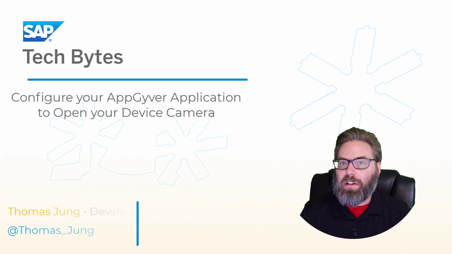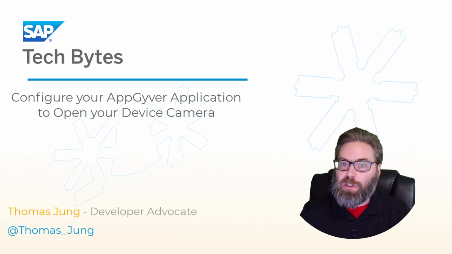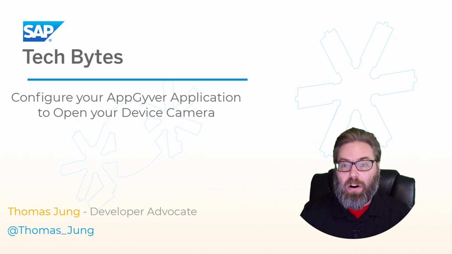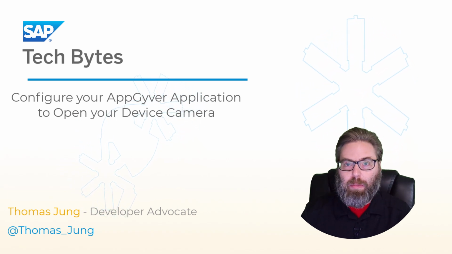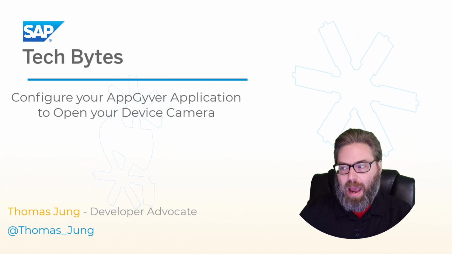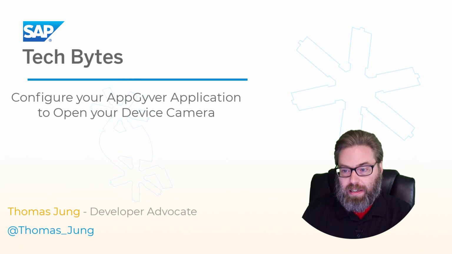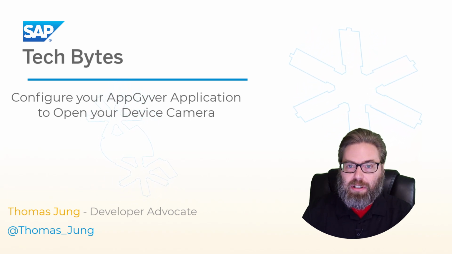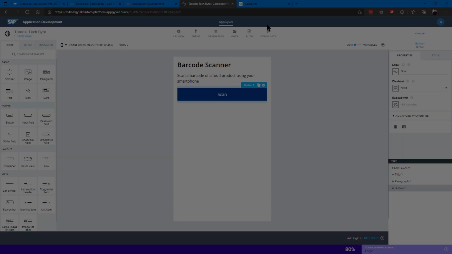Now, continuing our Tech Byte series on AppGyver, in the previous part, we created our new project, we changed a little text on it, we added a button, and we were able to preview it in a web browser. In this step of the tutorial, we want to begin to add the logic behind this scan button that will actually tie into the camera of our phone and allow us to scan real barcodes.